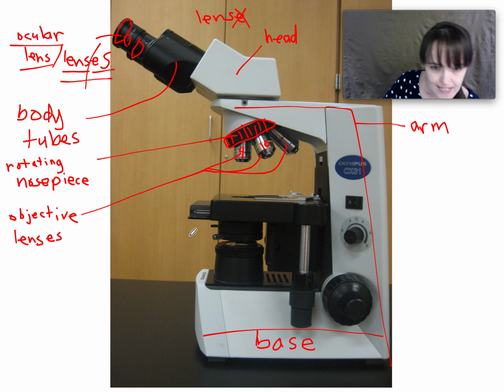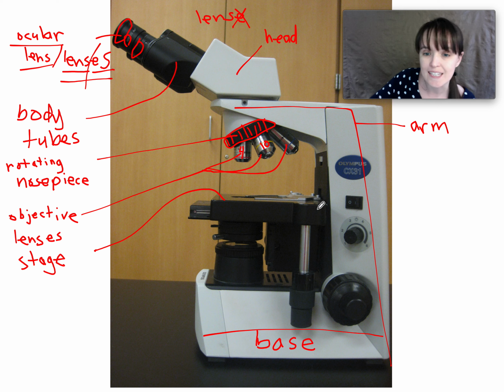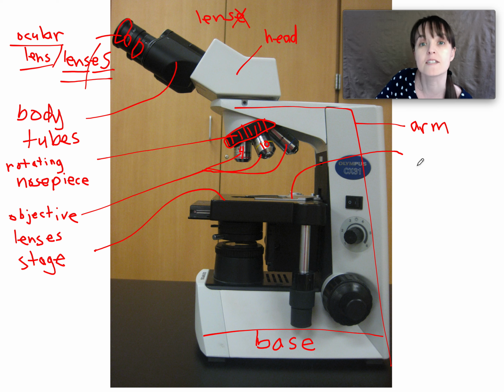Okay. All right, so the black part here is the stage, and if you've ever been on stage, the stage is always painted black. And then on top of the stage is a silver part, and that's the mechanical stage. And the mechanical stage holds your slide.